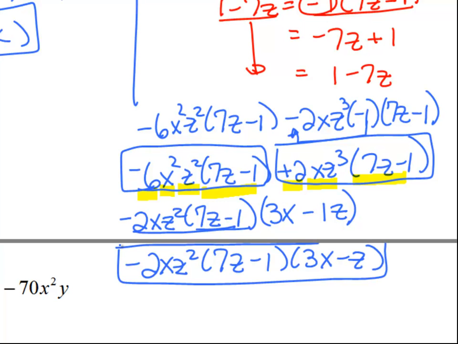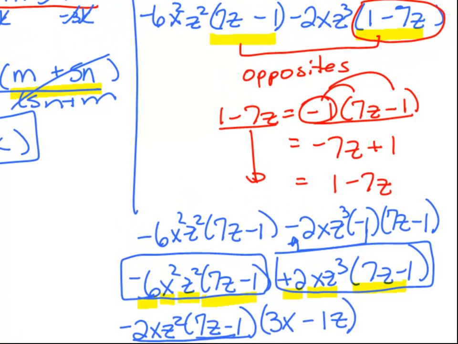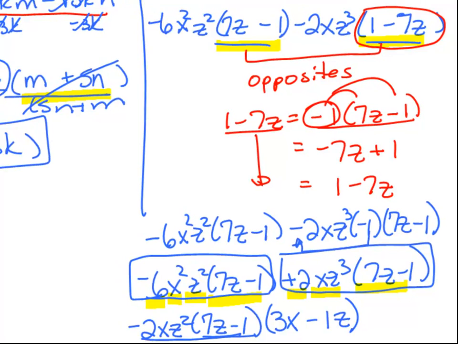Now let's say you didn't take out this whole GCF at one time. Let's say you just took out that 7z minus 1. Well, you would still have to look for the GCF, make sure everything is completely factored. But on this problem, I really want you to notice how way up here that did not match, so you had to use the fact that those were opposites to make them match.